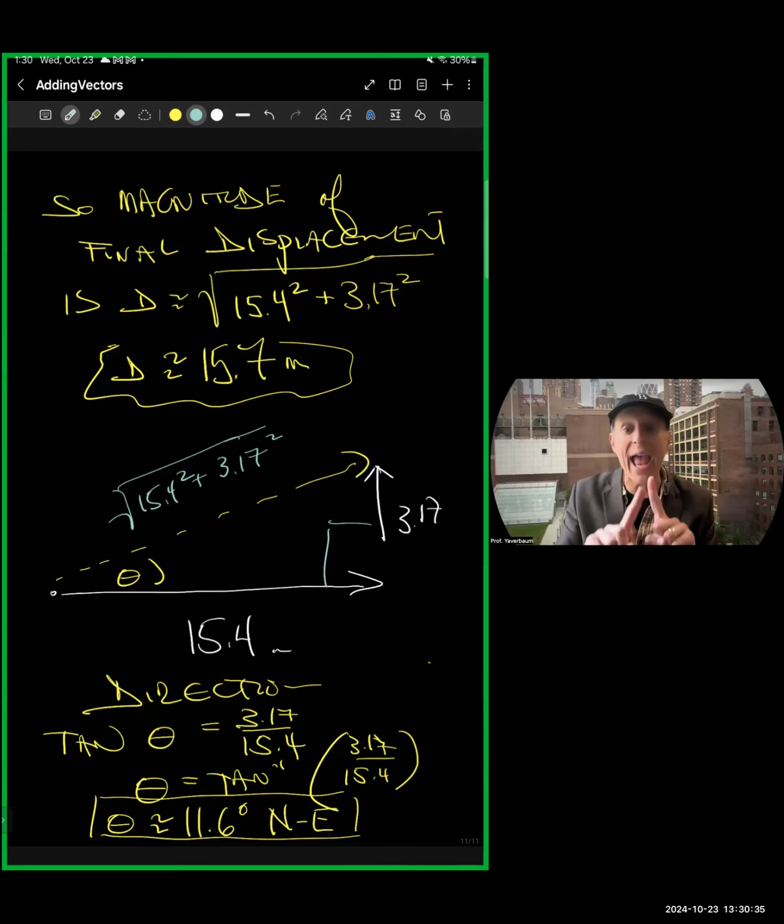That's how you add any kind of vectors. Even if those were velocity vectors, they would mean something different, but we would add them together by the same method. And if it was three or more vectors, we just keep adding and adding by the same method.